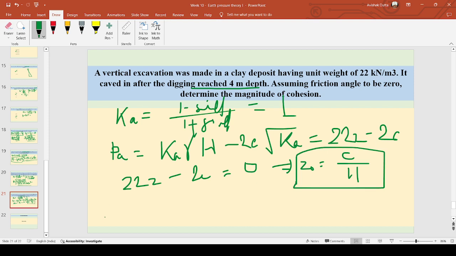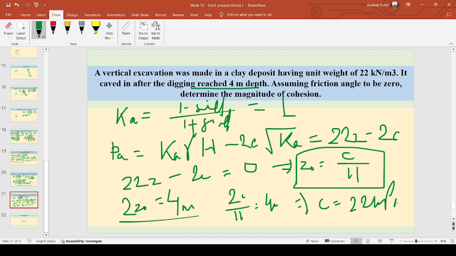Yes. So at this height, the pressure is equal to 0. Now, what is 4 meter? 4 meter is the height at which it can sustain itself. That is 2Z0 equals to 4 meter. So 2C by 11 equals to 4 meter, or C equals to 22 kilopascal. Is it clear?